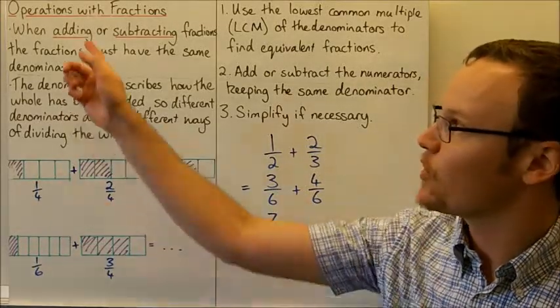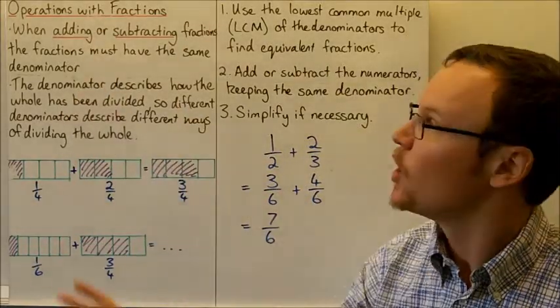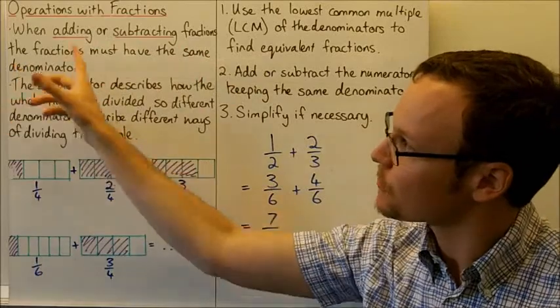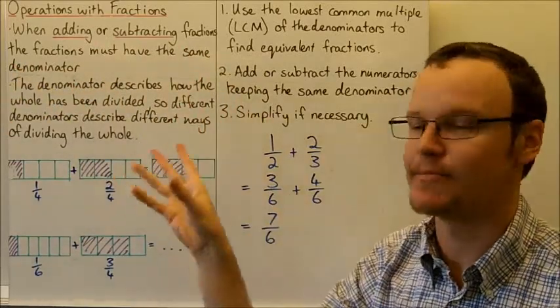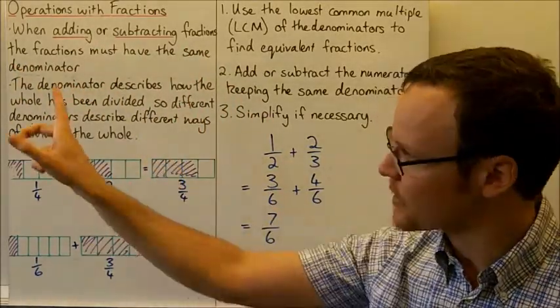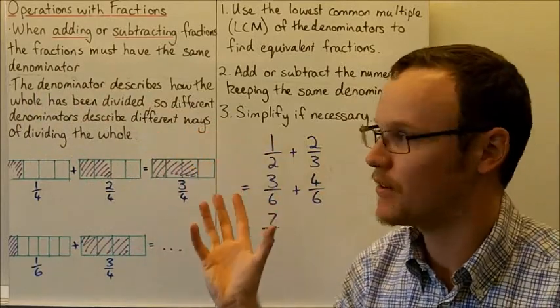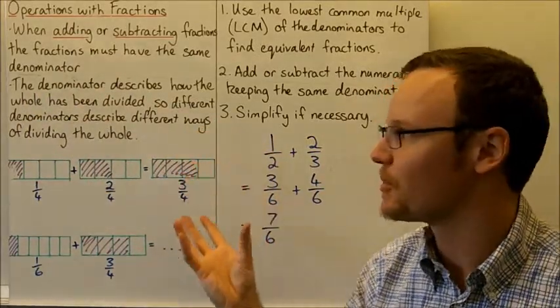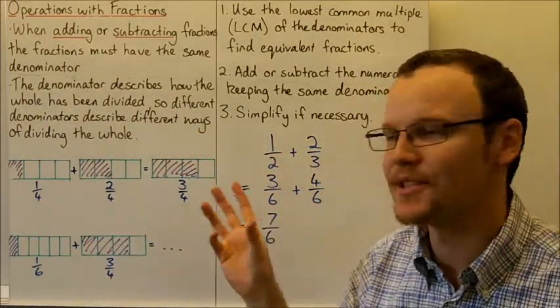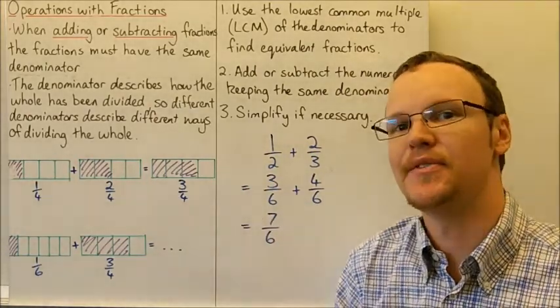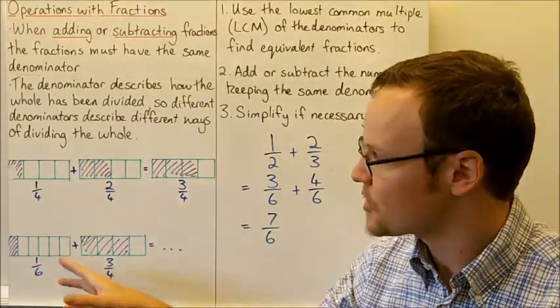Today we're going to look at operations with fractions. When adding or subtracting fractions, the fractions must have the same denominator. The reason for this is the denominator describes how the whole has been divided. So different denominators describe different ways of dividing the whole. It's very difficult to add, just as we have here.